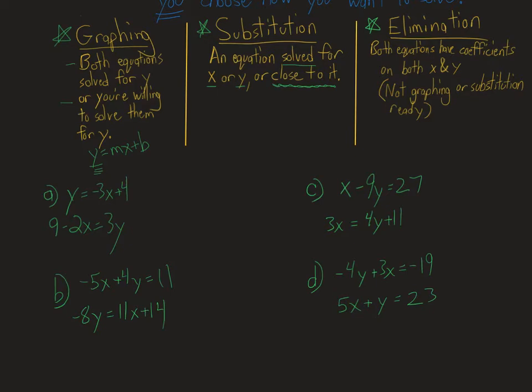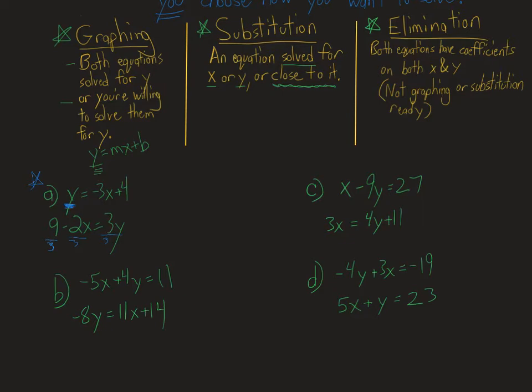All right, let's take a look. Let's look at A. Obvious go-to here with A. I've got an equation solved for y. It's already in slope-intercept form, so I can graph that line. And the second equation would be really easy to solve for y just by dividing off that 3. So I might graph that first one. That would be a really easy go-to, and that's how you would graph it. So if you said graphing, that's what you should have told me.